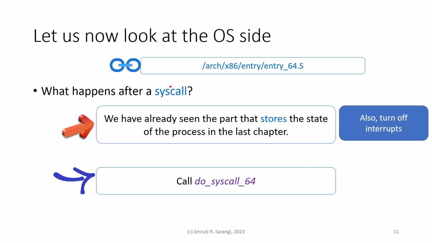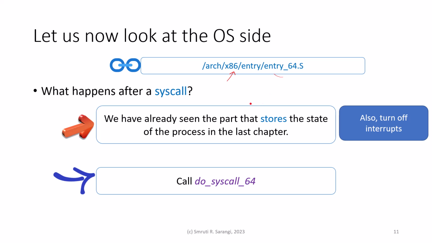So if we go to the OS side of things, especially with syscall, that is kind of a shortcut, so it does not use the full interrupt mechanism. In this case, there is an entry point, which for x86 processors is entry_64.S. So what happens after a syscall?